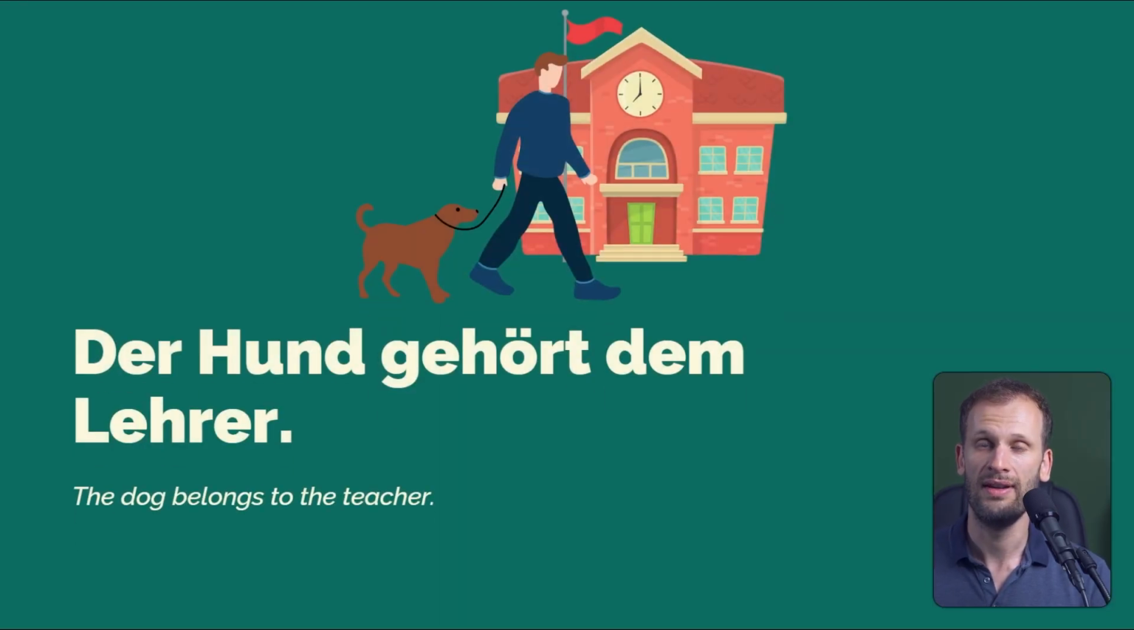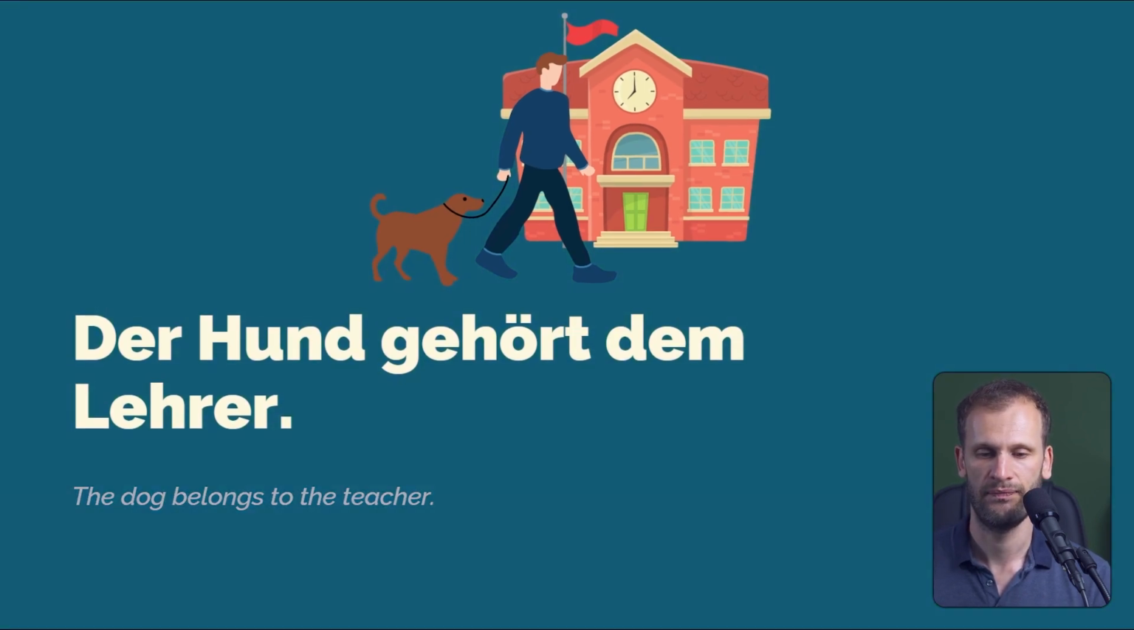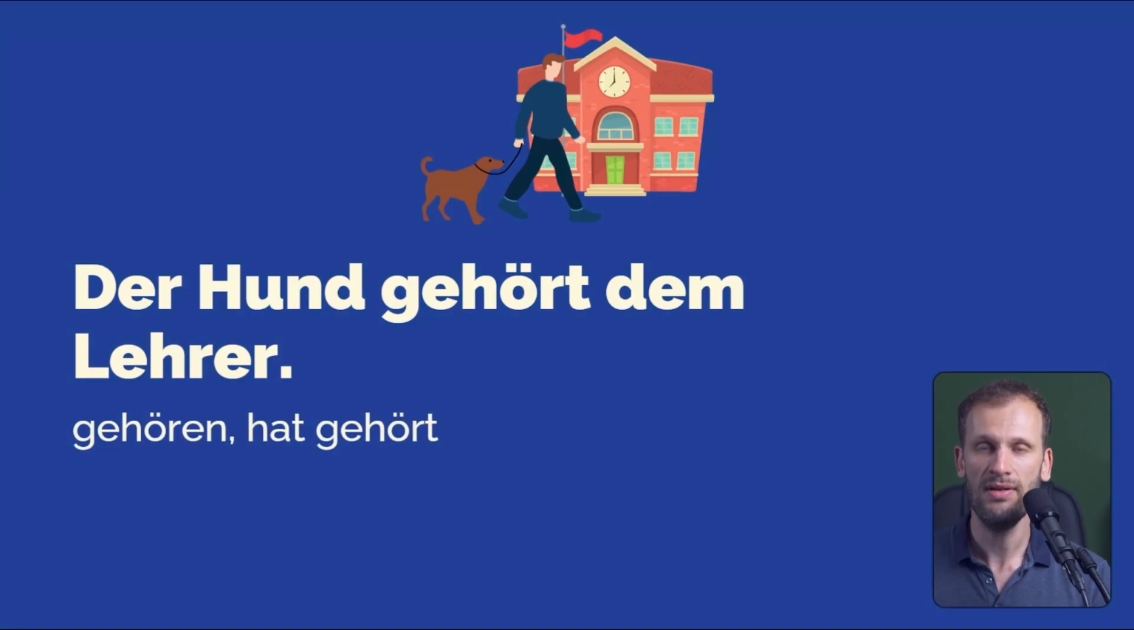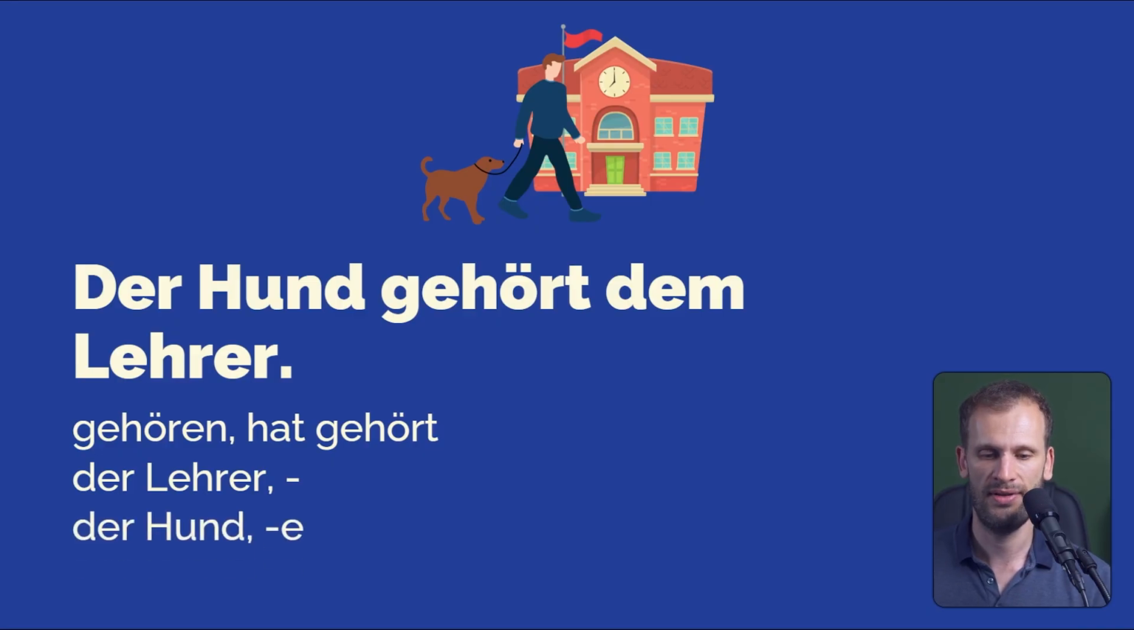Also, gehören, another verb that takes the dative case. Der Hund gehört dem Lehrer. The dog belongs to the teacher. Gehören, hat gehört, this time super easy and again a regular Partizip 2 form. And we have two nouns here. One is der Lehrer, die Lehrer for the plural form. And the other one is der Hund, die Hunde.